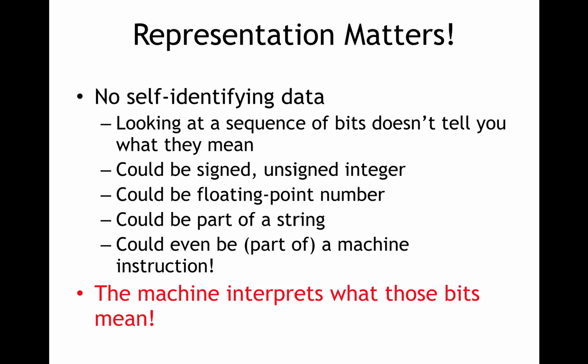As I said before, you cannot decide what a sequence of 0s and 1s means until you figure out the type. It could be a signed or unsigned integer. It could be a floating point. It could be part of a string. It could even be a machine instruction. So we need the machine to interpret what those bits mean. That's why we need types. The type gives the machine a hint on how to interpret these bits.